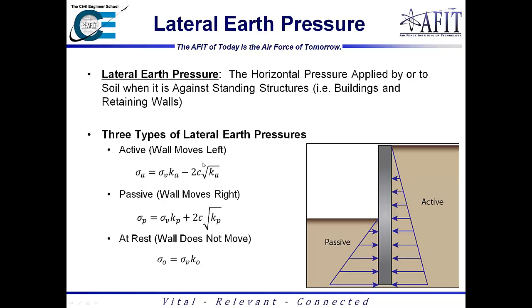And so looking at this diagram over here on the right, you'll see what active pressure is. Active pressure is basically trying to move the wall over here to the left, and passive pressure is basically trying to move the wall to the right. And so the deflected shape would basically move it over here.